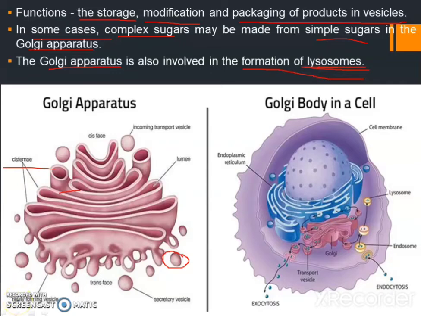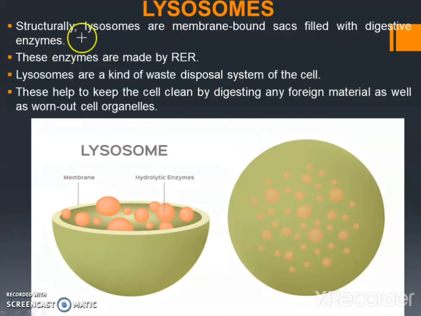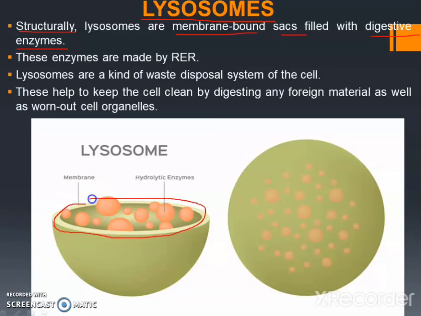Now let us move on to the next cell organelle, which is the lysosome. Now let us learn about lysosomes. Let us see structurally how these lysosomes are. Structurally, lysosomes are membrane bound sacs filled with digestive enzymes. So they are membrane bound. You can see the outer membrane here, right? They have marked it as membrane. So this is the complete lysosome.